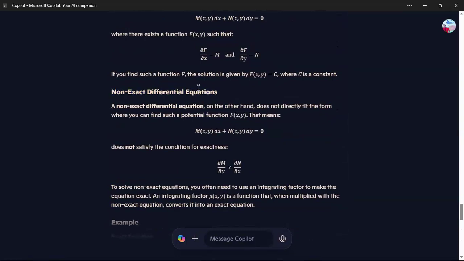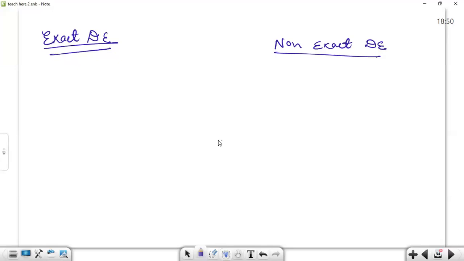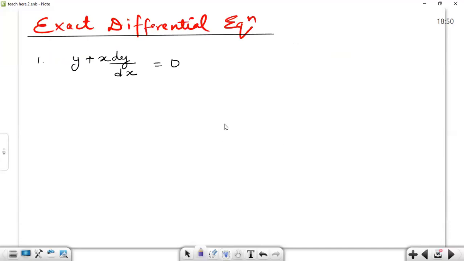Yes, sir. Let's go back to our notes. Visible? Yes, sir. Now we have understood what is exact and what is non-exact. So this is an exact differential equation, and let's solve it. x dy over dx minus y, separating the variables easily.